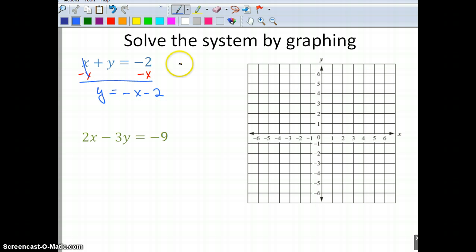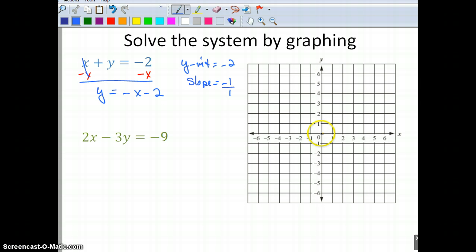Now that I'm in slope-intercept form, I know that my y-intercept is equal to -2, and I know my slope is the coefficient of x. So I know this one has a slope of -1. I'm just going to put it over 1. Now let's graph this one first.